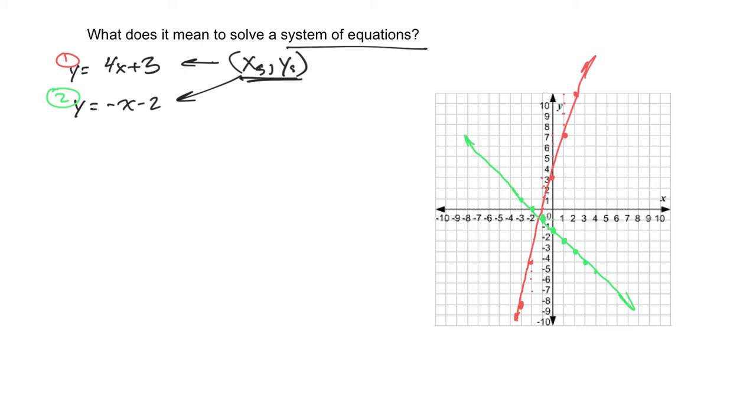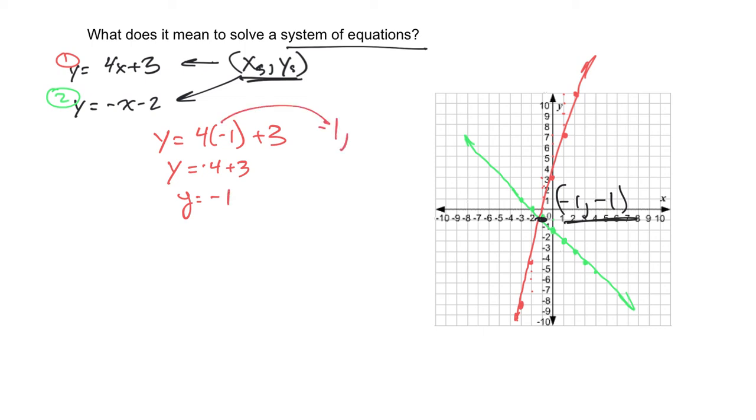Okay, so it looks like they intersect right here. Well, in theory, they should. And that's the point (-1, -1). So this should be a point that exists in both lines. It solves both of these equations. So we'll use red. If I plug in -1 for x in my first equation and solve for y, I get -4 plus 3. I get y equals -1. And that's true. So I used -1 for x, and I got -1 for y. So check, that works.